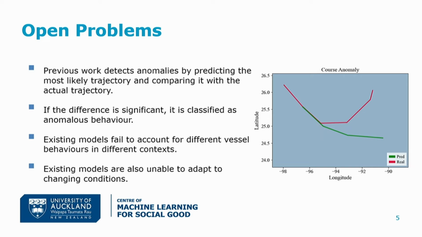So there are a lot of open problems that we deal with. Previous work detecting anomalies predicts what trajectories should be and compares them with actual trajectories, which is fine. This is what we should do when we're detecting anomalies. But there is a significant difference in what we classify as anomalous behavior, because an anomaly two years ago might not be an anomaly now. So things change over time, and how do we account for that? That's one thing we are trying to do.